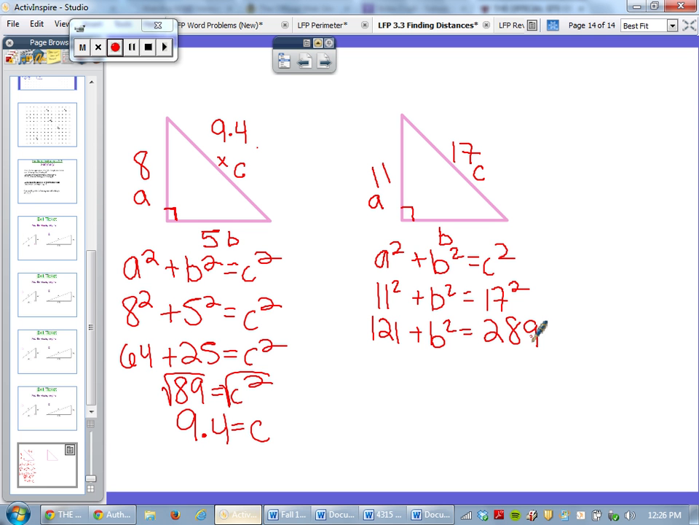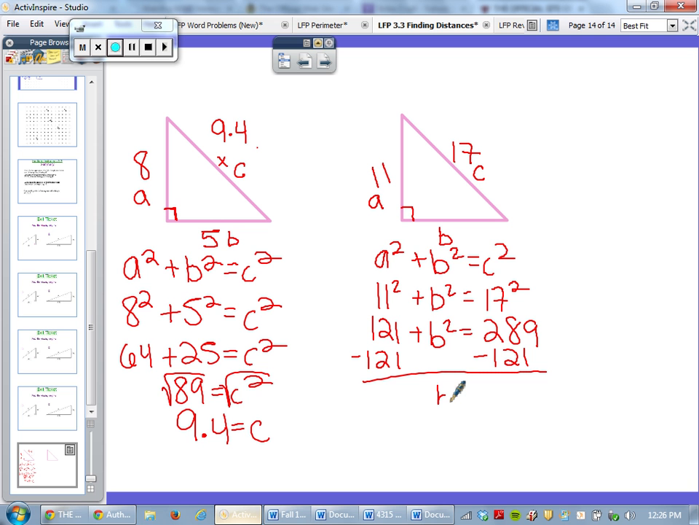Alright, here comes the tricky part. I want B squared by itself so that I can take the square root of it and get my answer. This is just like solving a two-step equation. I need B squared by itself. I have 121 on one side and 289 on the other. If I want B squared alone, I need to get rid of that 121. Well, if I'm going to take it away from this side, I need to take it away from the other. So I'm going to subtract.